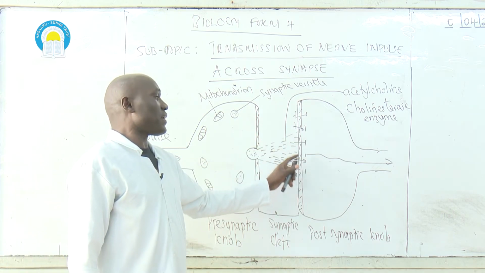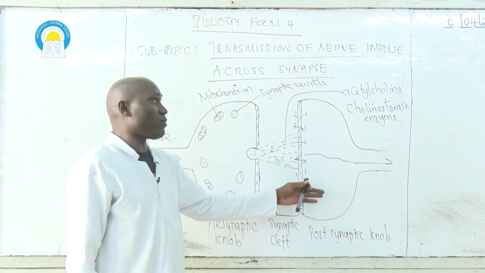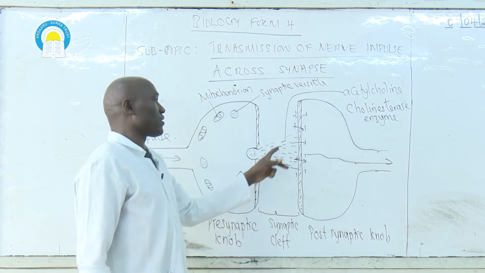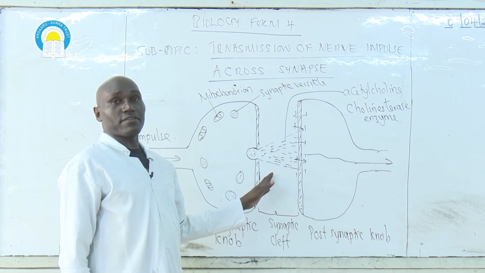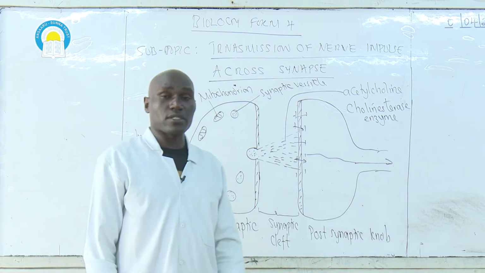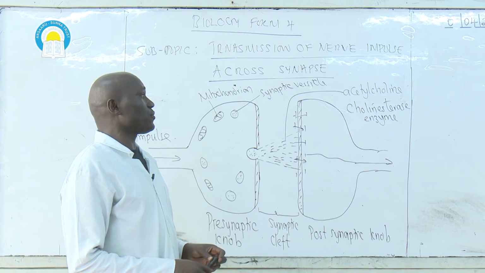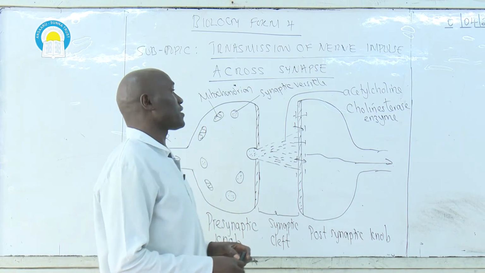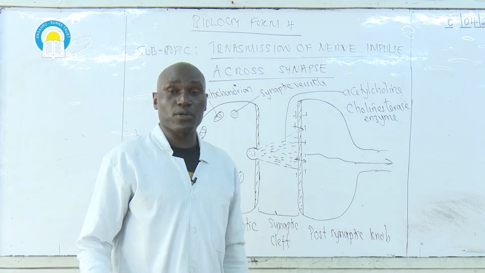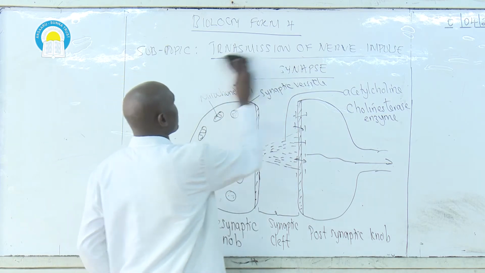Once nerve impulse has been passed over to the adjacent neuron, which has postsynaptic knob, the enzyme called choline esterase within synaptic cleft will then break down acetylcholine into two chemical compounds. Acetylcholine will be broken down into acetic acid, also known as ethanoic acid, and choline. Choline is a protein. Acetic acid is an alkanoic acid, an organic acid.